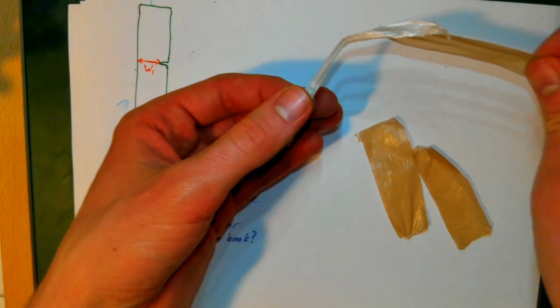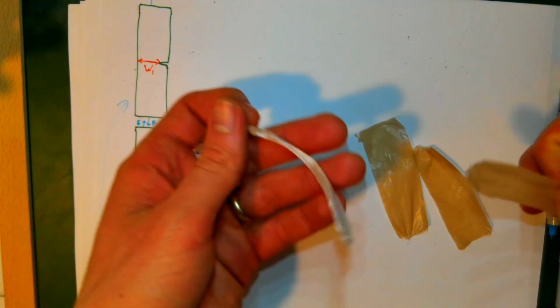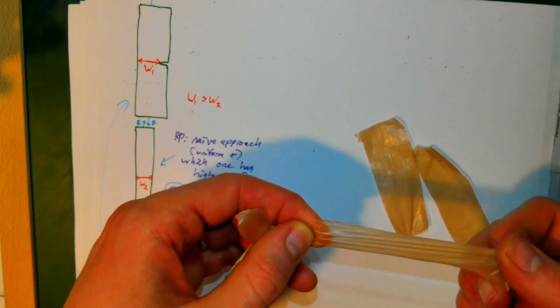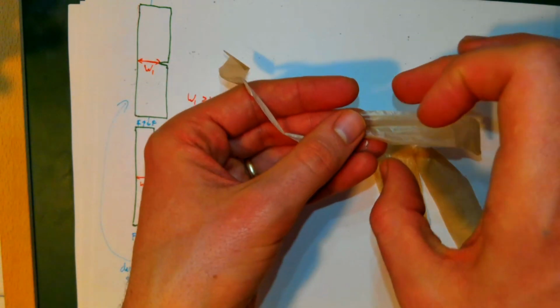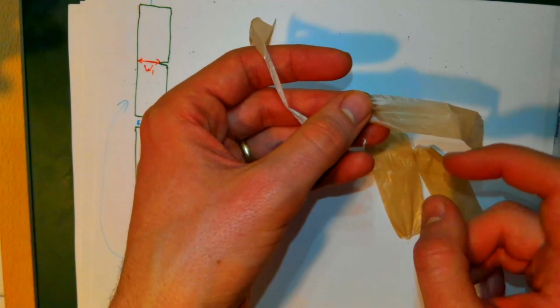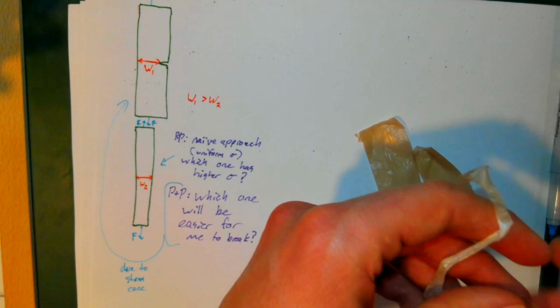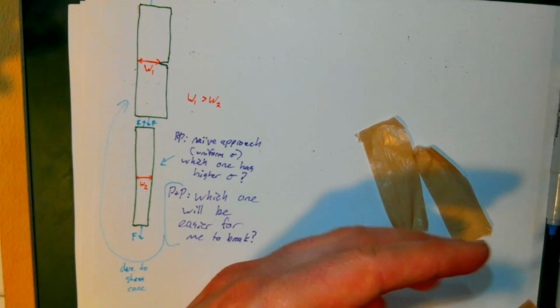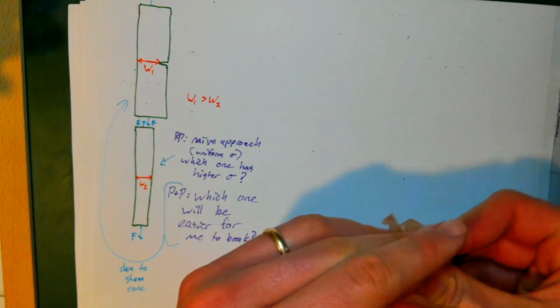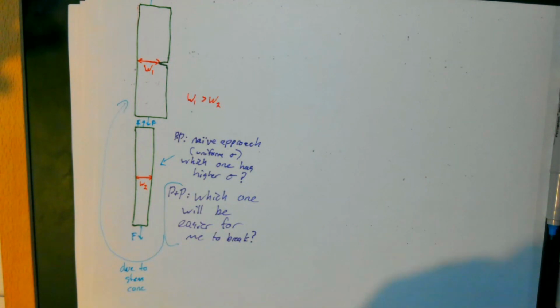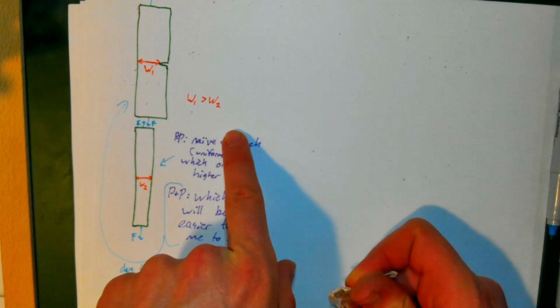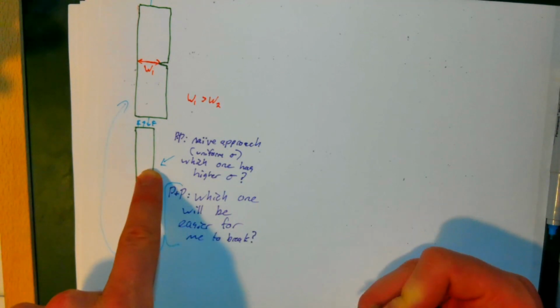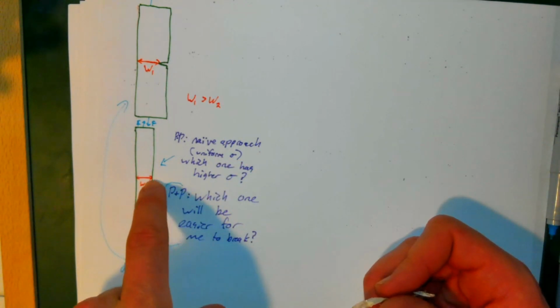Whereas this one, I needed to stretch it out and stretch it out and stretch it out, and it kept stretching because that stress was uniform and distributed evenly. There wasn't some weak point that gave rise to the whole thing breaking. So in real life, it was easier to break the one with the crack, even though the naive approach would have predicted that this one breaks first because it has a smaller cross-sectional area.